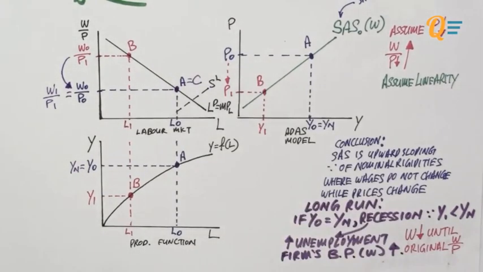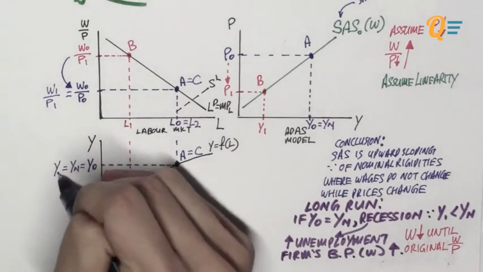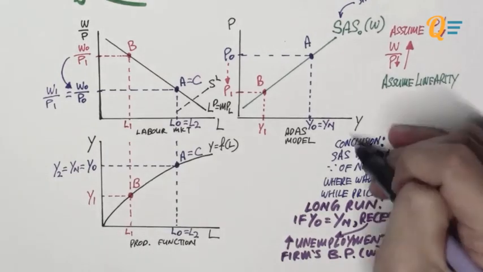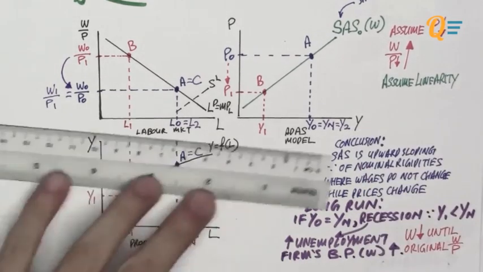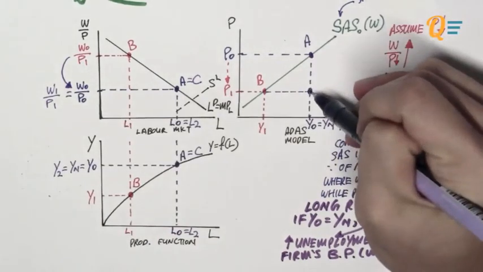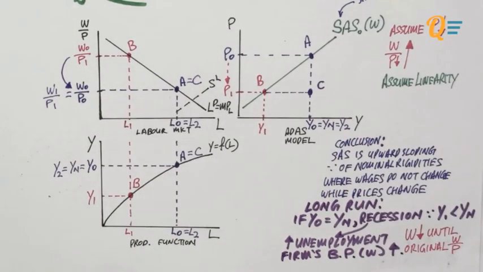We now reach point C, which is also point A in the labor market, right? And L0 is also the new L2. So in the production function, we're also going to go back to point A, where the output is now going back to Y0, which we can also call Y2. So going back to the ADAS model, what you notice is that the price level is still the same. Therefore, the new equilibrium point will be over here, point C.